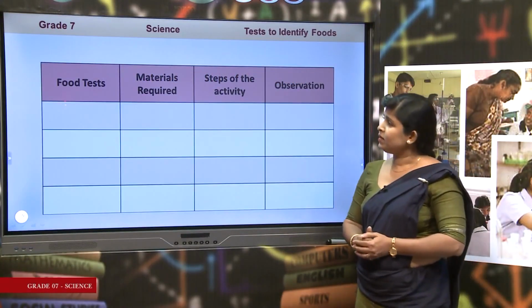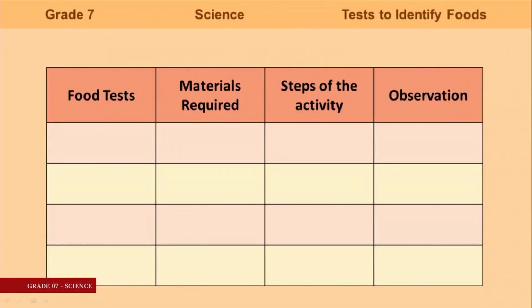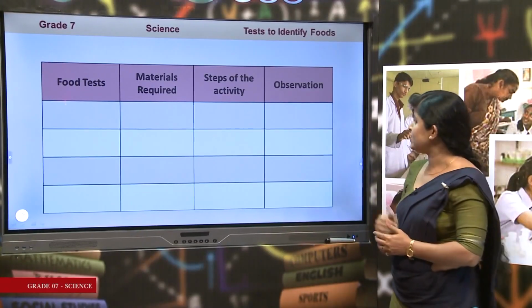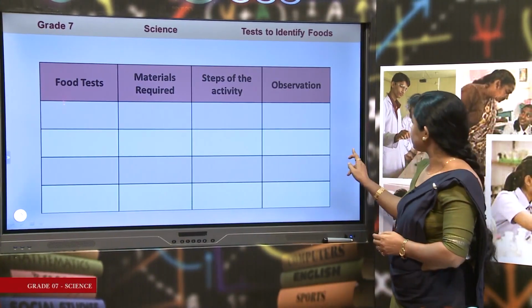Look at the screen. There is a table. There are 4 columns in the table. In the first column, you have to write down the name of the food test. In the second column, you have to write down the materials required for the activity. What are the things, what are the materials required for the activity. In the third column, you have to write down the steps followed by the teacher when doing the activity, and finally you have to write down the observation. You have to record your observations in the last column. I think you are ready. Okay, let's start.